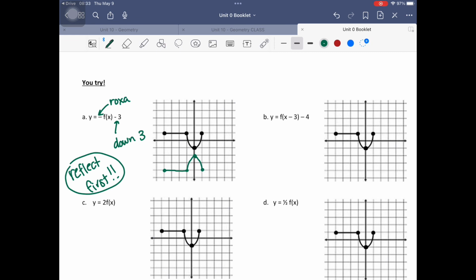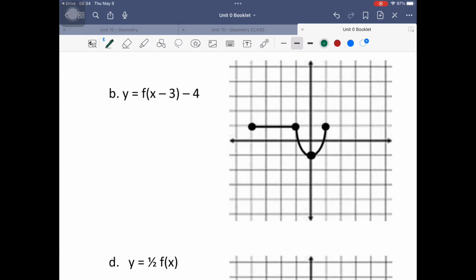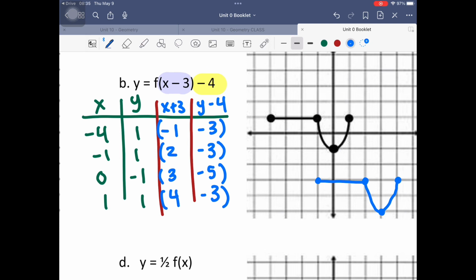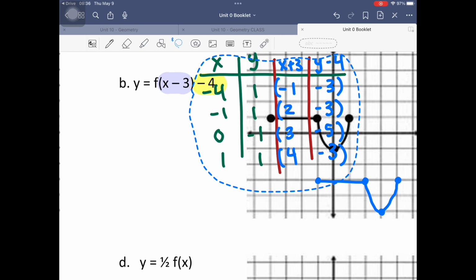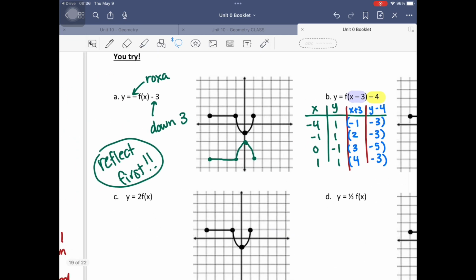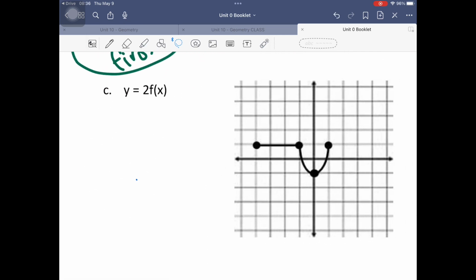What I would like you to do is, especially for this next one right here, I want you to pause the video and try this on your own. Okay, your graph should look like this. And I did a transformation table just because I wanted you to see an example, but that would be your answer for this one. Sorry, y'all, my bad. Okay, let's go ahead and go to this one.